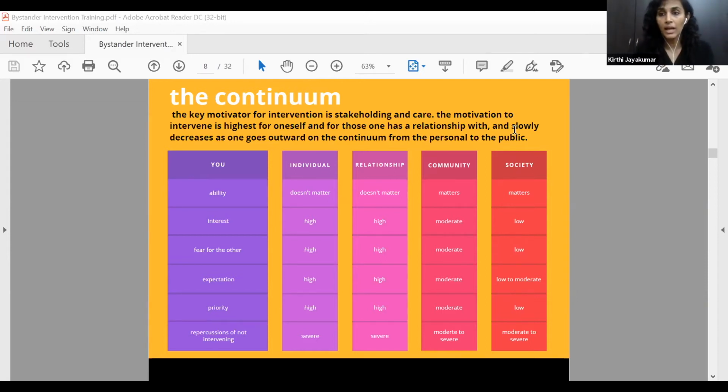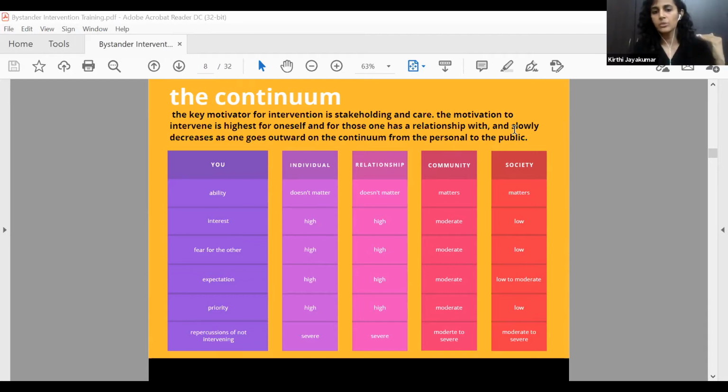Expectations to intervene are high when it comes to yourself. If not you, who, when you have to safeguard your own interests? If not you, who, when you have to safeguard the interests of people you deeply care for? But again, not so much when it comes to the community and society, because in your mind, you're thinking somebody else will get to it. I don't have to be the first one to start this off.